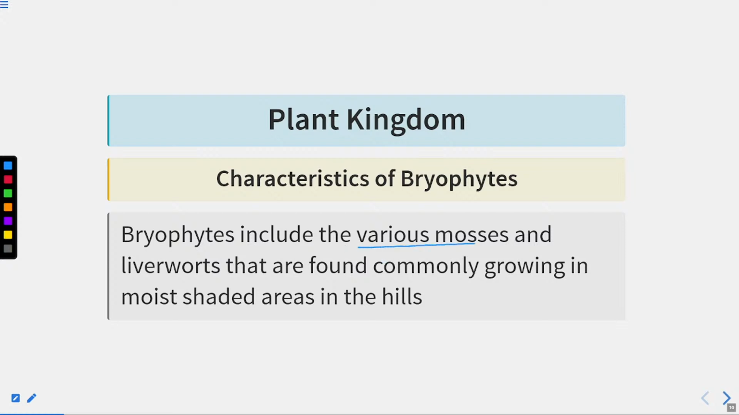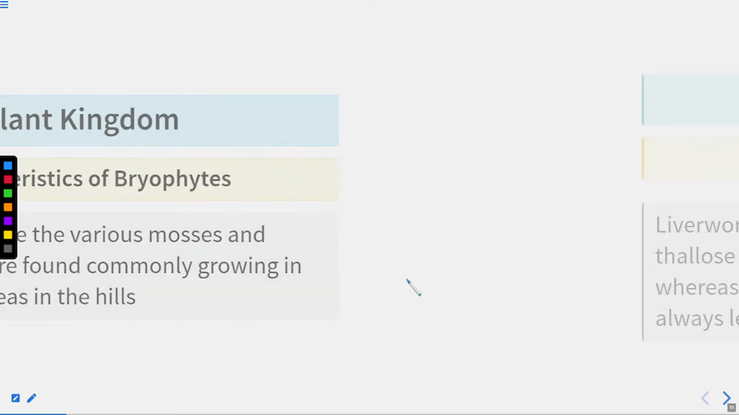Bryophytes include the various mosses and liverworts. So generally they are mosses and liverworts type of plants. We will see in the coming slides what these two different types of plants are and how they look, right? Bryophytes are commonly found growing in moist shaded areas in the hills. Wherever the place is moist, they will appear. You can see these plants in the shady regions, basically in the hills.